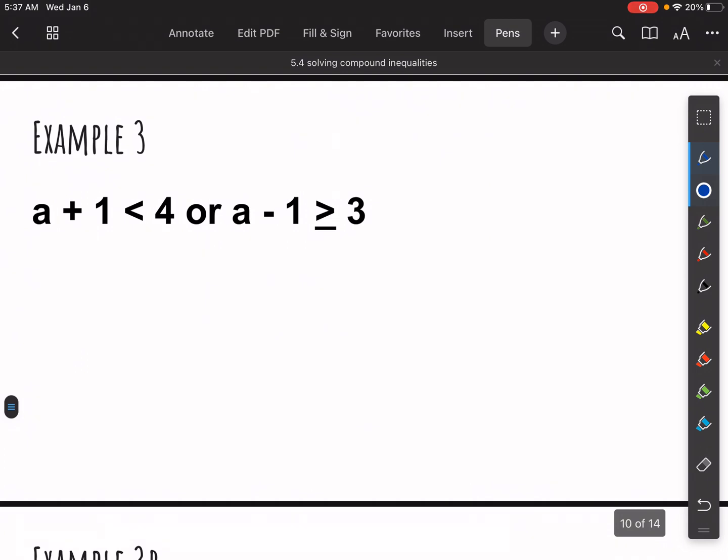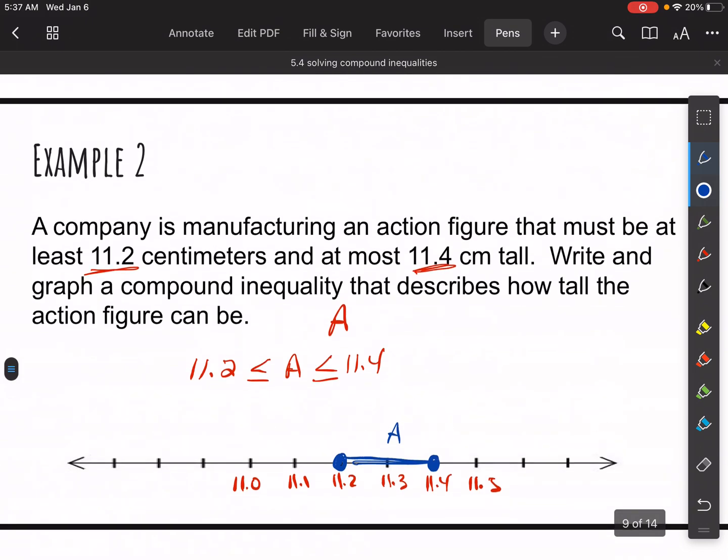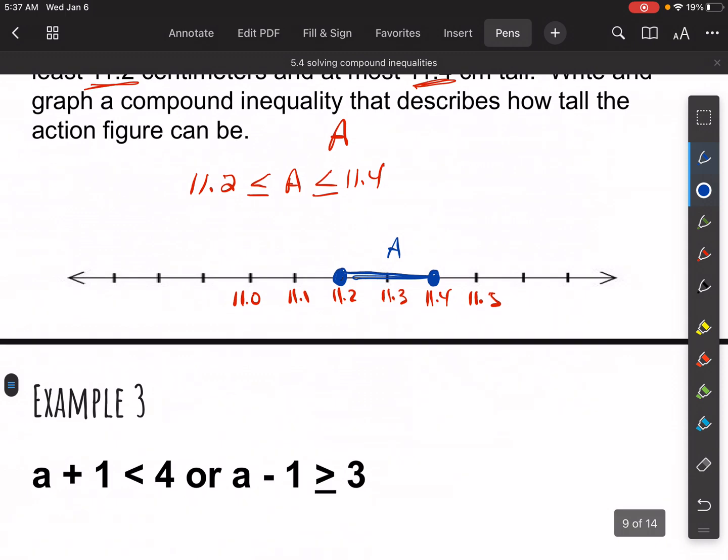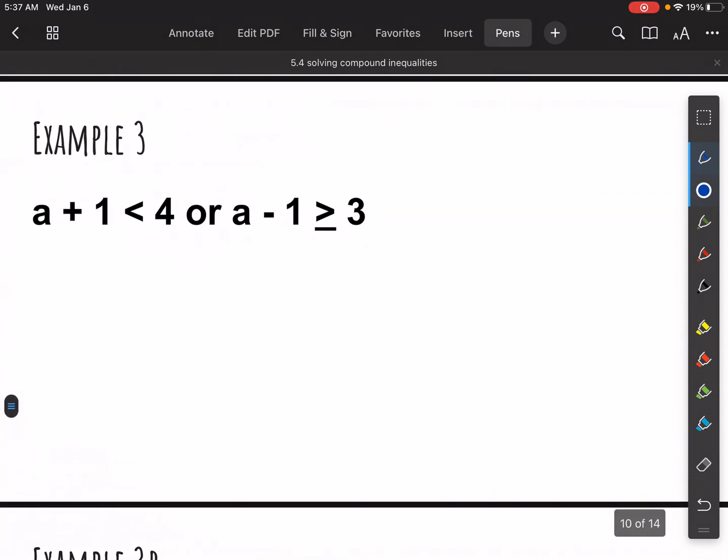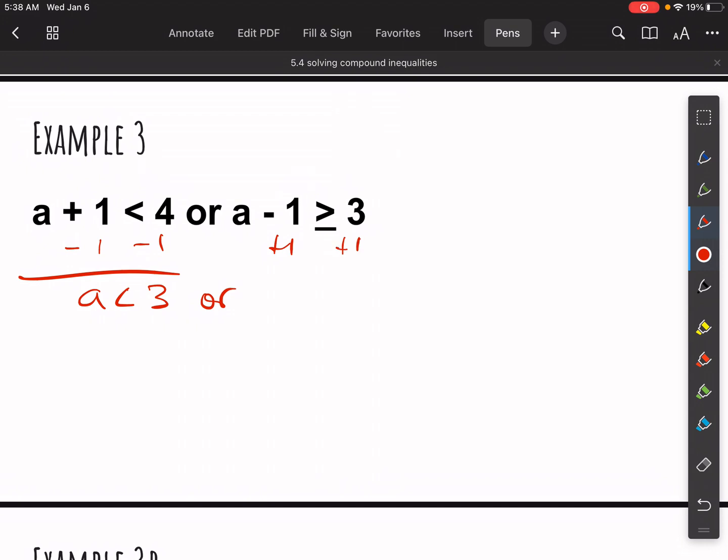Example 3, here's another or. I don't know why they threw that and statement in the middle of or, but that's how your book did it. So let's do this one. We have an or statement here, a little bit of algebra. Let's solve it. So to get a by itself, we're going to subtract 1 from both sides. We have a is less than 3, or we can add 1 to both sides on this side. We have a is greater than or equal to 4.